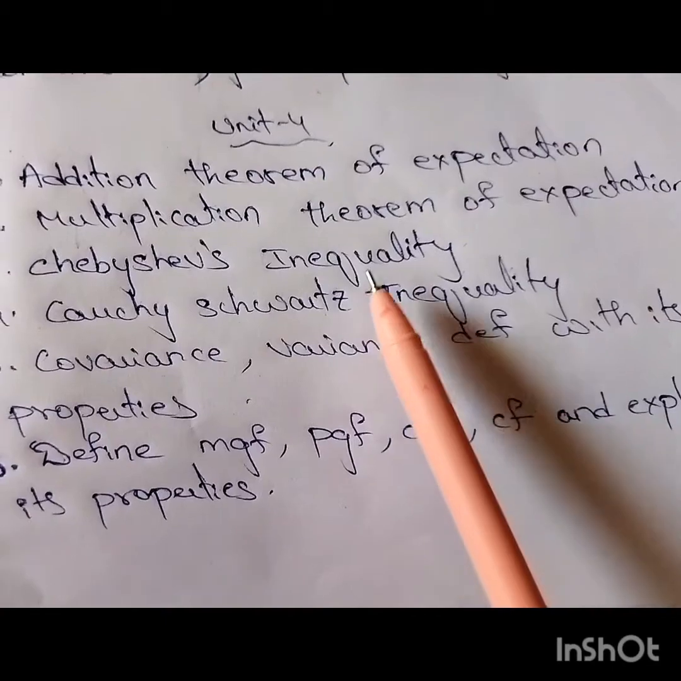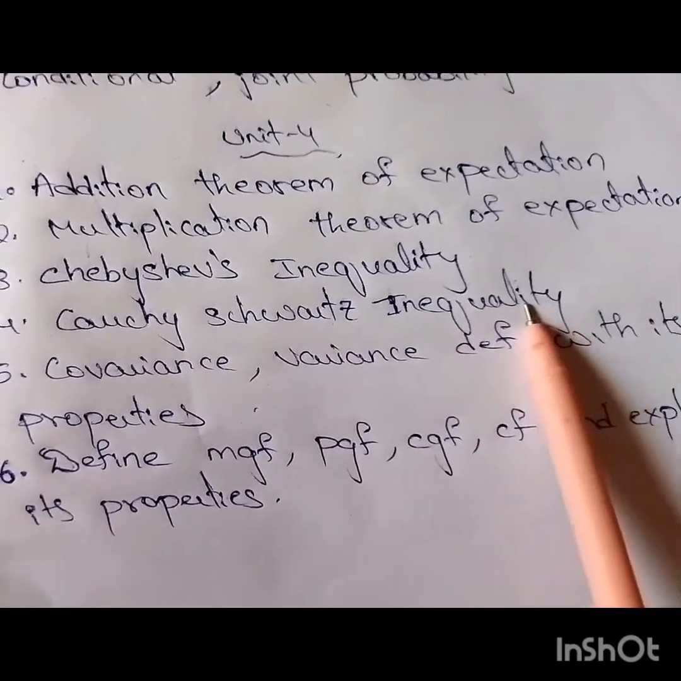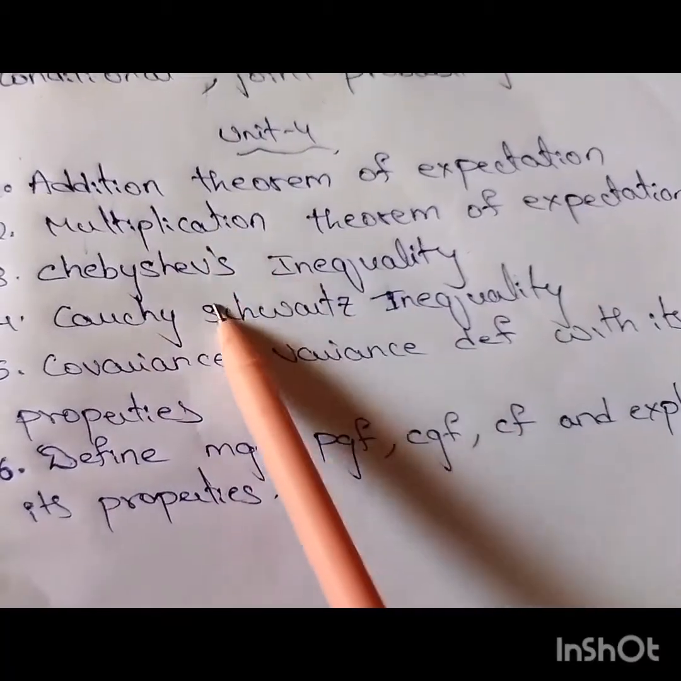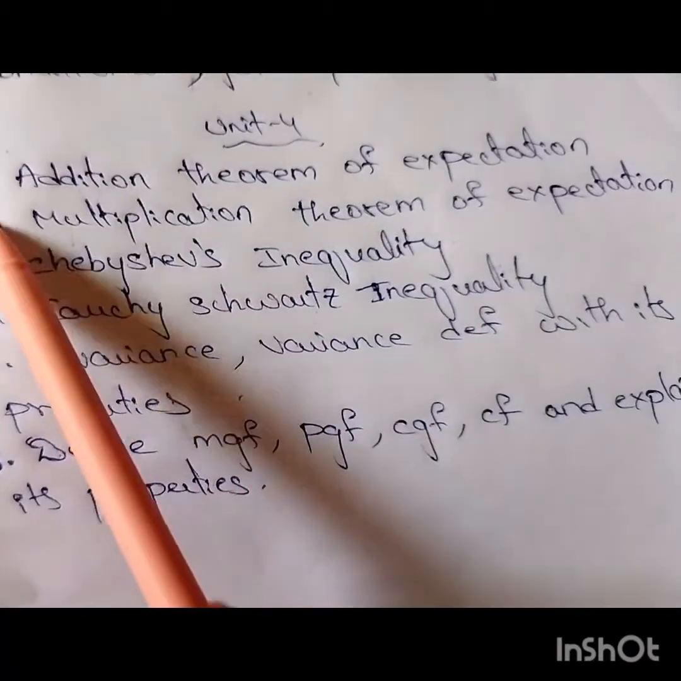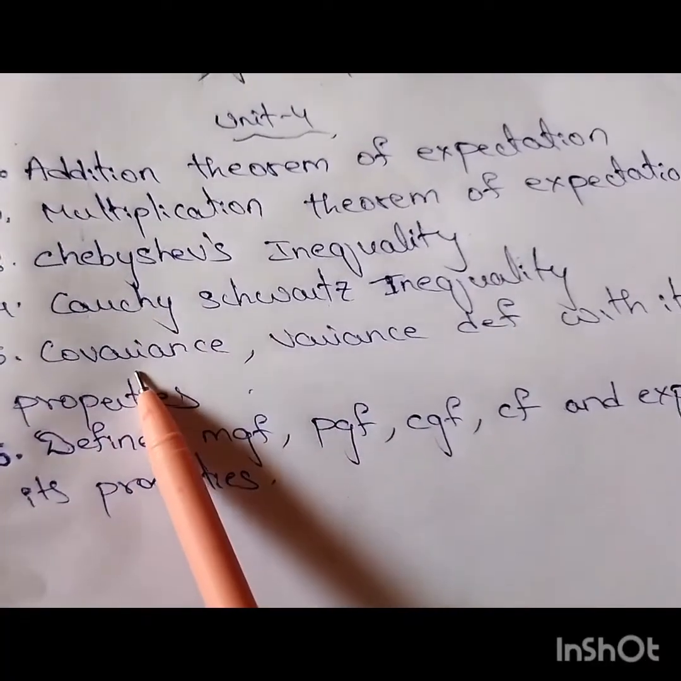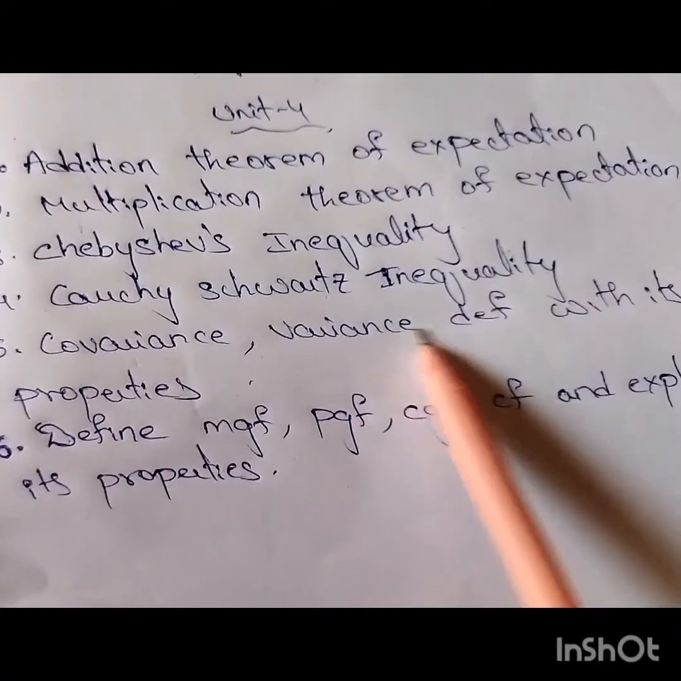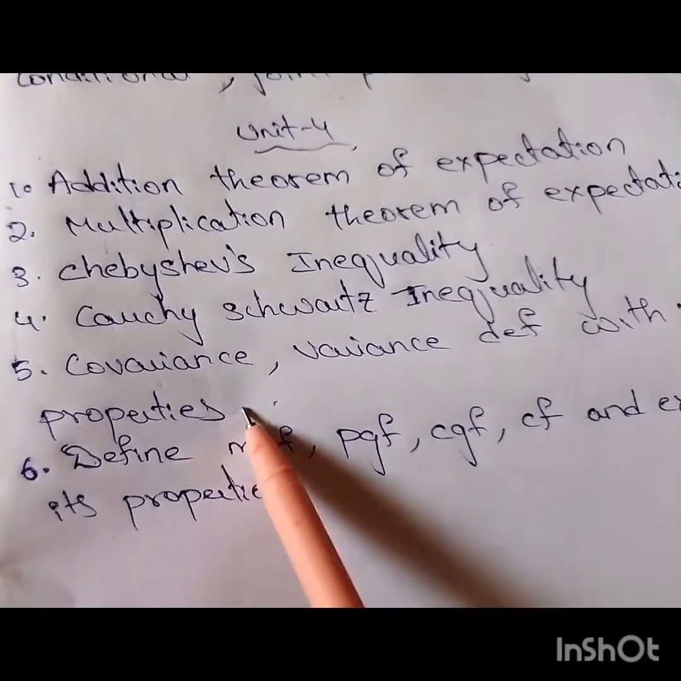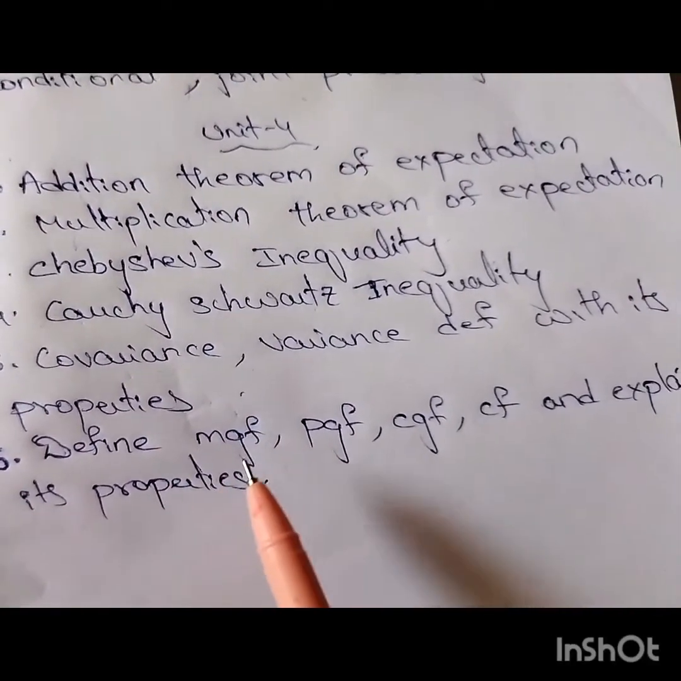Next, Chebyshev's inequality, Cauchy-Schwarz inequality. They may ask to state and prove. This also you can expect for long answer. The first 4 you will get for long answer. Next, covariance and variance definition with their properties. So properties you may get for short answers also. State and prove its properties.